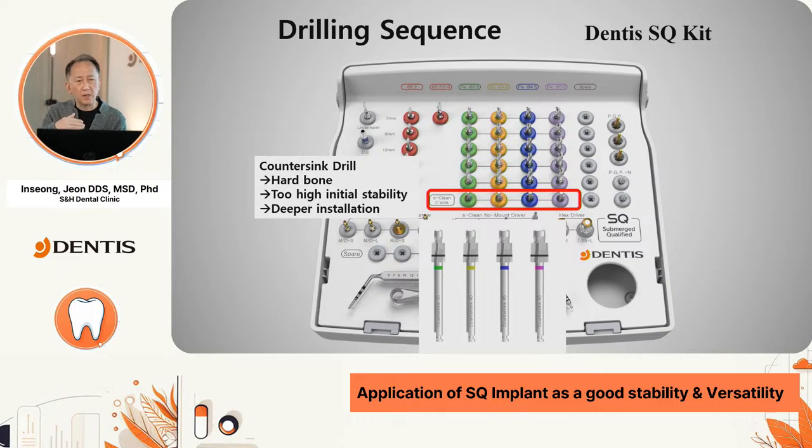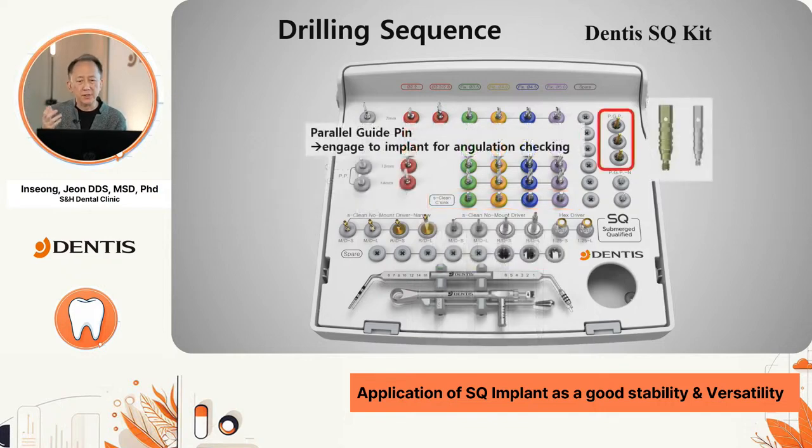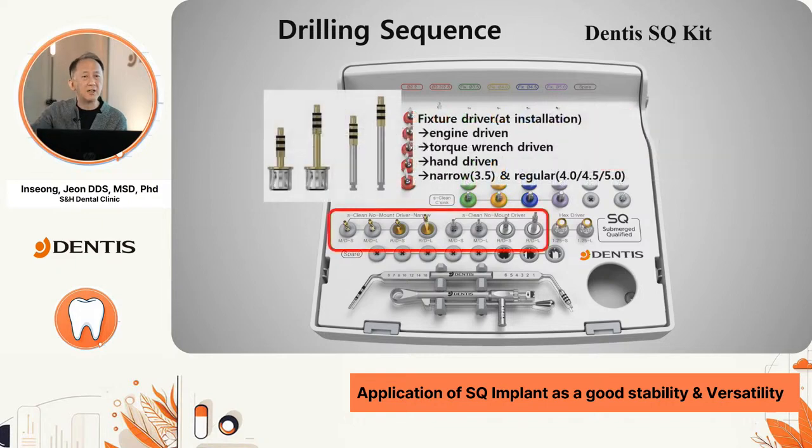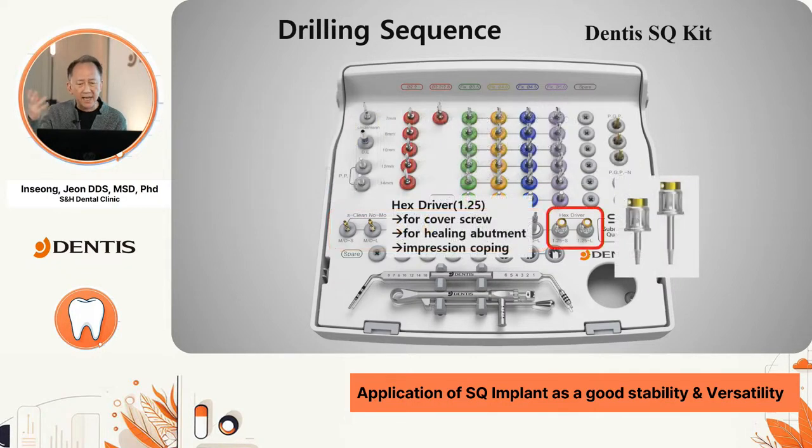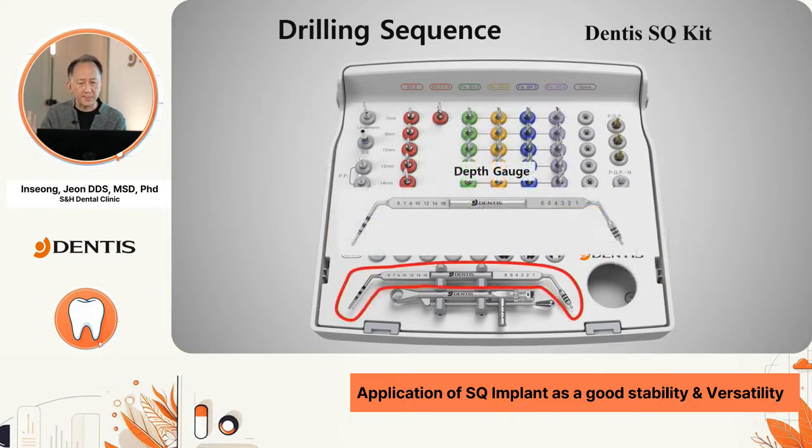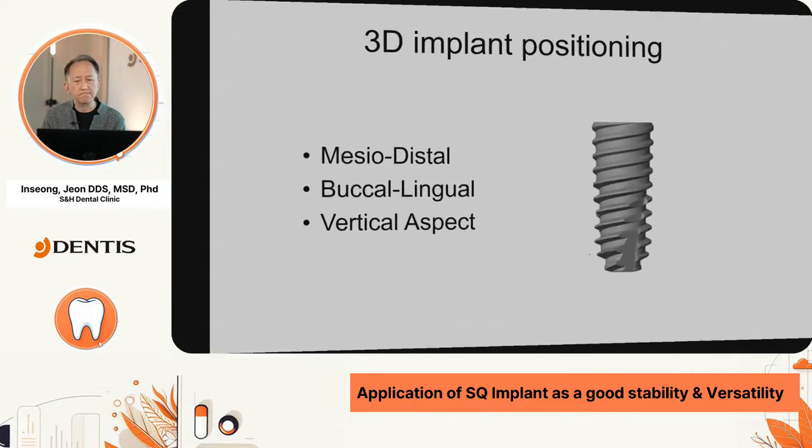And then the final one, the D1 bone, very hard bone area, you can use the countersinking drill, and then deeper placement here. Of course, during the implant placement, you can check the implant angulation. At that time, you can use the parallel guide pin. So this is, anyhow, just the total master kit of the SQ implant. This is the fixed driver, and then this is the hex driver, and this is the depth gauge and torque wrench.